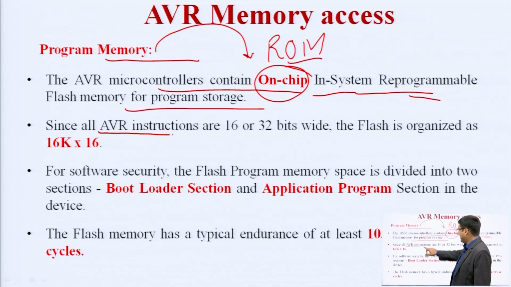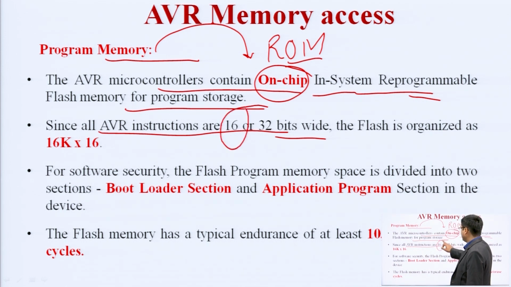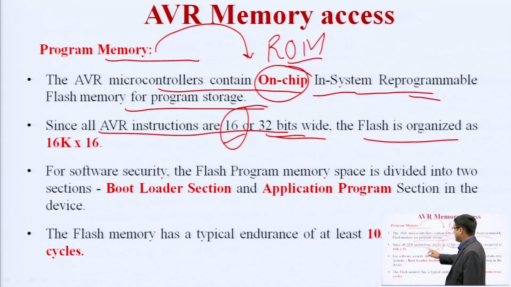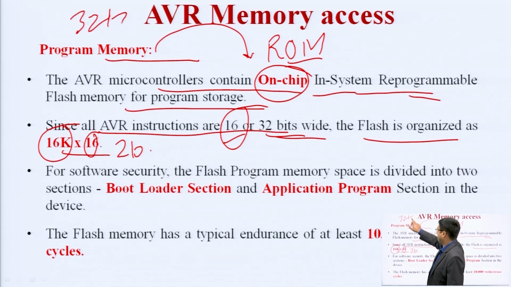Since all AVR instructions are 16 or 32 bits, we can see in our previous slide that all the instructions are available as either 16 or 32 bits wide. The flash is organized as 16k by 16. We have seen that it is available as 16 kilobytes of memory, and 16 bits means 2 bytes. So 16 by 2 bytes means 32 bits. In our previous slide we have seen that.